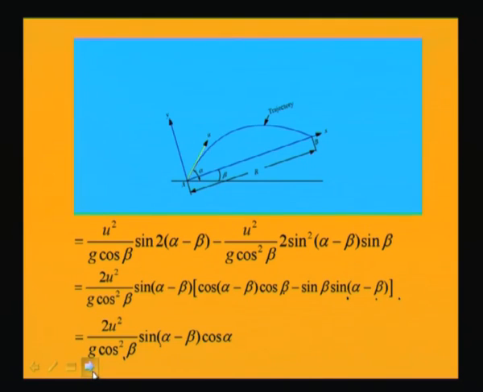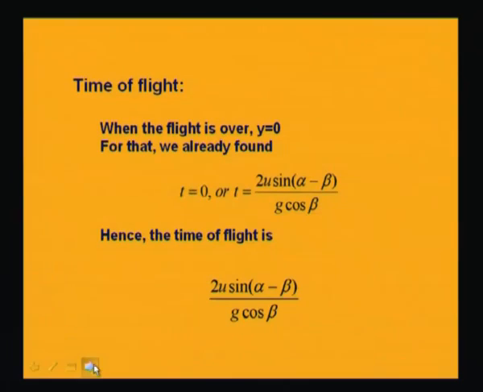This is the expression for the range. To repeat it again, time of flight is basically over when y is equal to 0 again. In the beginning y is equal to 0, and when the particle has fallen down, y is 0 again. We have already found that t = 0 or t is equal to this thing, hence the time of flight is 2u sin(α − β) divided by g cos β.